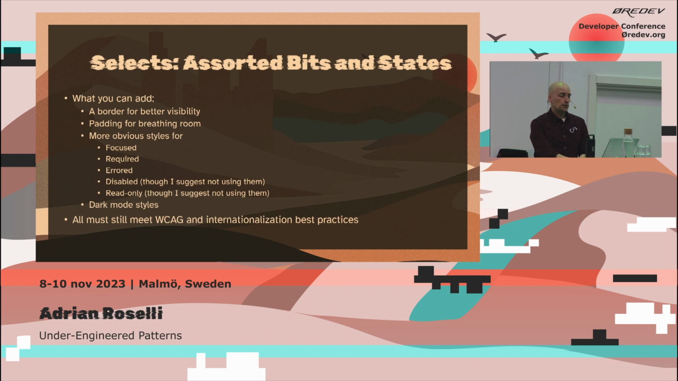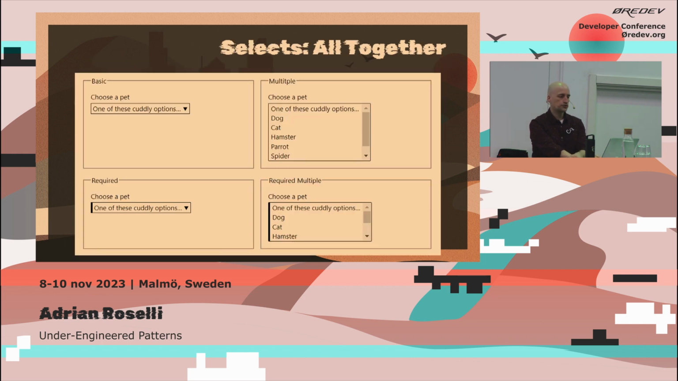So from here, copy the styles from the text button. Make a better border, give it some padding, duplicate the styles for focused, required, errored, disabled, read-only, whatever. And then roll up any styles you have for non-English, non-left to right text. Work in your own dark mode styles.